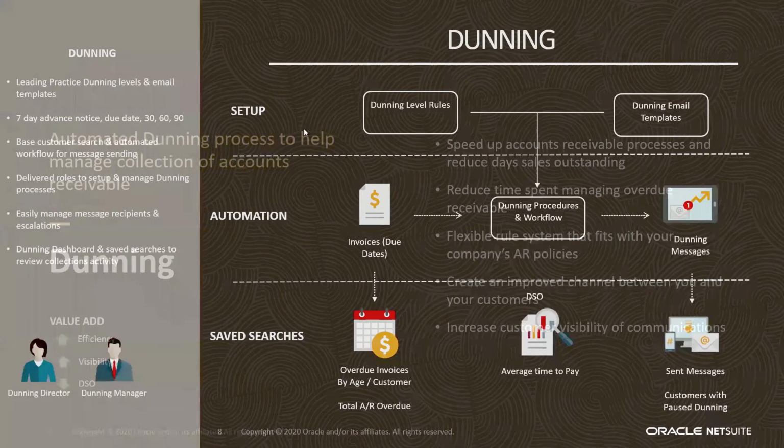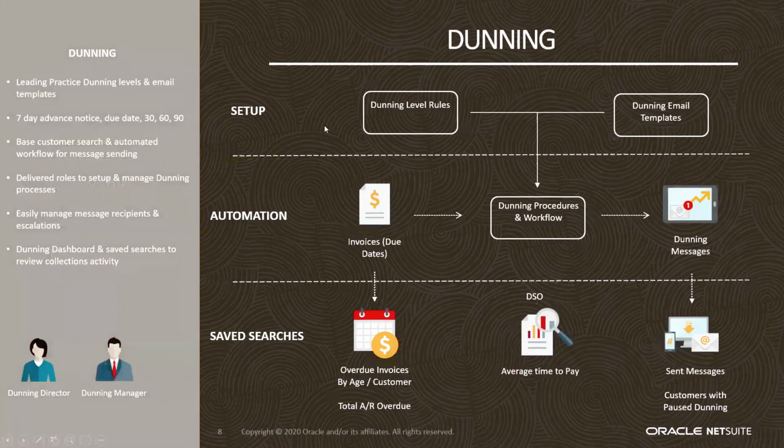Here's a process diagram covering how this module works. And it starts by setting up Dunning level rules and associated email templates. This is simply the framework that the system uses to determine when to send collection notifications to whom and with what email template. So I can set up for 30, 60, 90 day collection notices, each with a different email template. And then those rules are applied to specific customers or groups of customers via Dunning procedures.